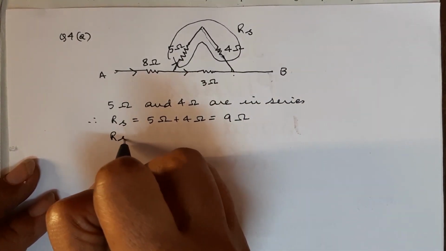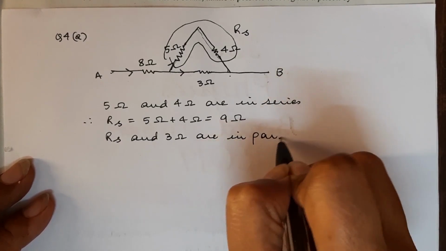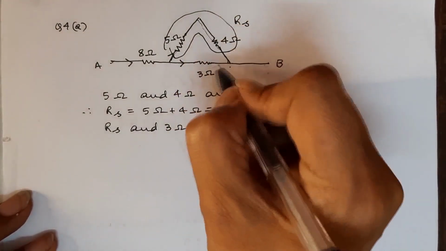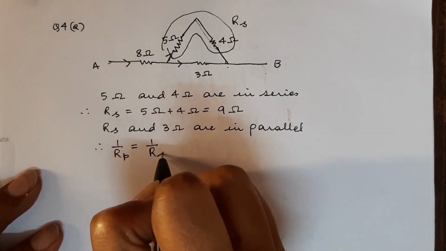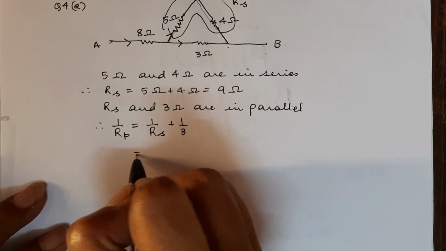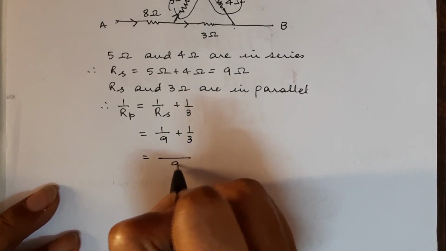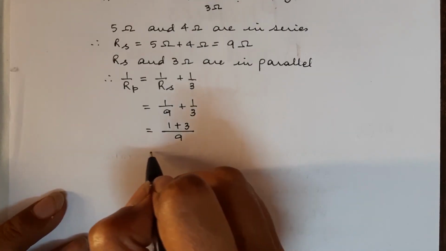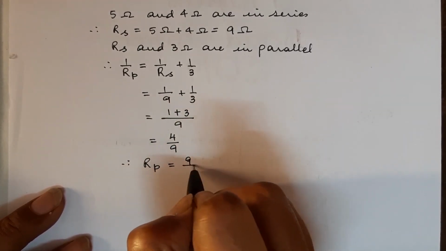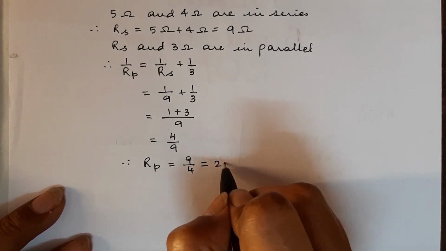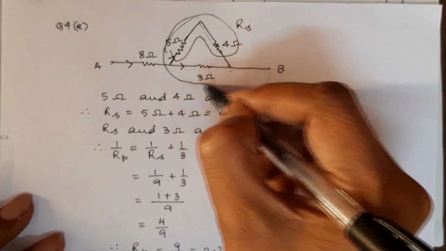Now, RS and 3 ohm are in parallel. Why are they in parallel? Because they are in 2 branches, this one and this one. And so, we will say 1 upon Rp is equal to 1 upon Rs plus 1 upon 3, which is equal to 1 upon 9 plus 1 upon 3. That gives us LCM 9. And therefore, we will have Rp equal to 9 upon 4, which means 2.25 ohm. Now this is your Rp. What is your Rp? Rp is this.